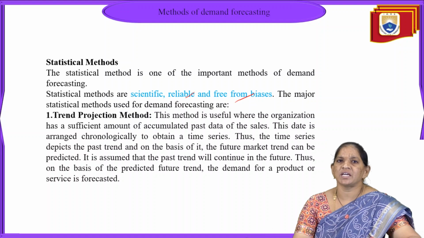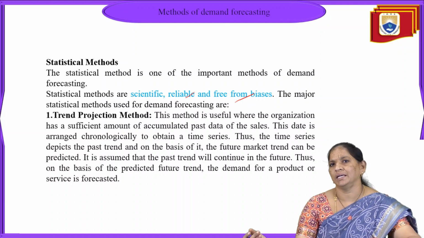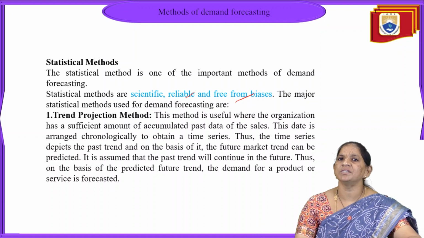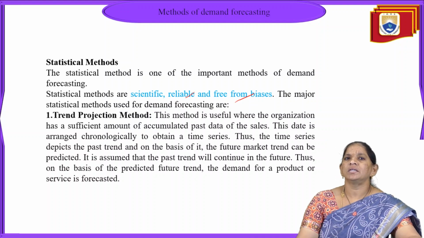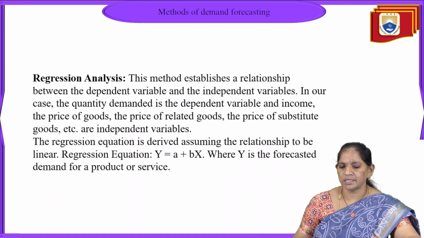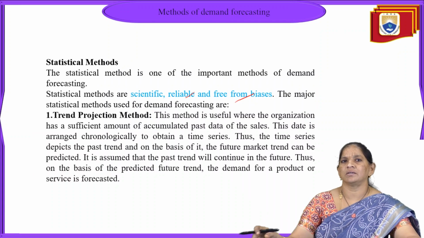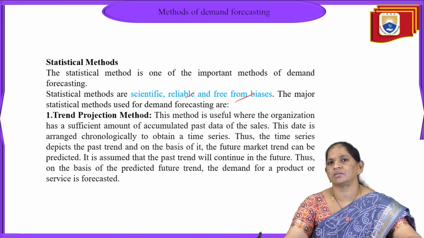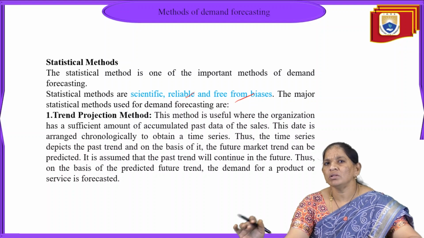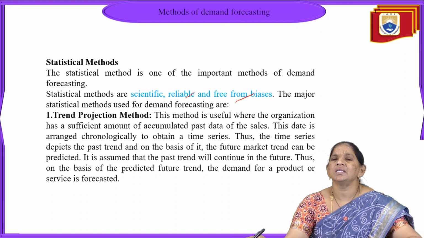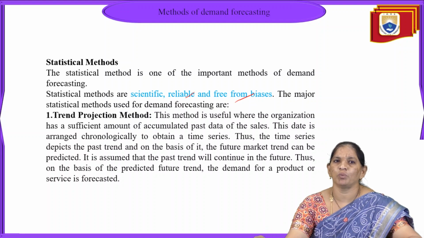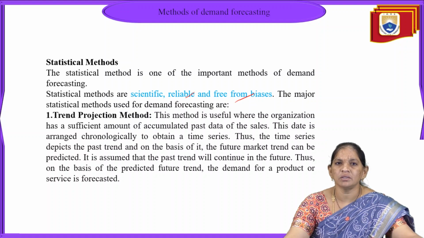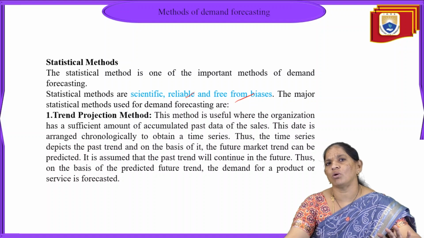So maybe many types of statistical methods are there where we can calculate the demand forecasting, but we'll see only the 2 important major statistical methods. One is trend projection method, and the second one is regression analysis. So first is the trend projection method. Basically all statistical methods, maybe trend or regression, are based upon the historical data available. Means already we'll have data relating to the past. So based upon that historical or past data, the statistical methods are considered.